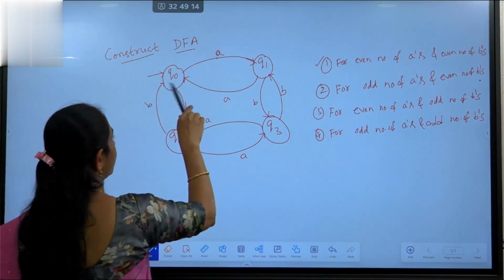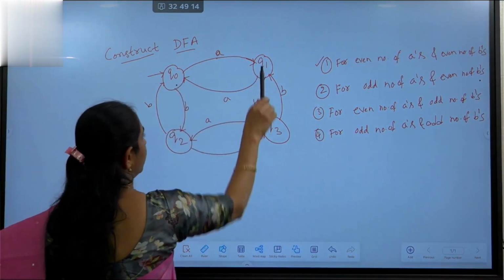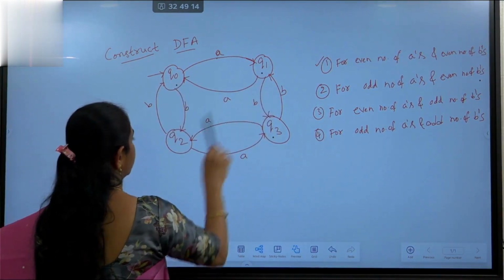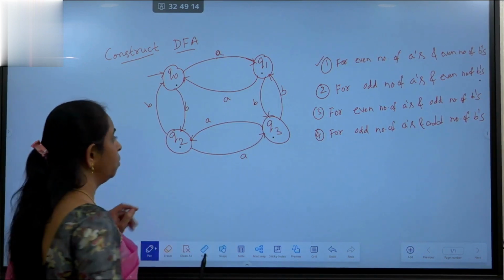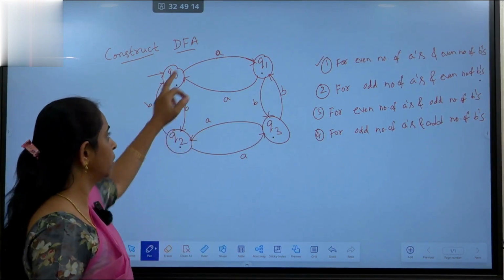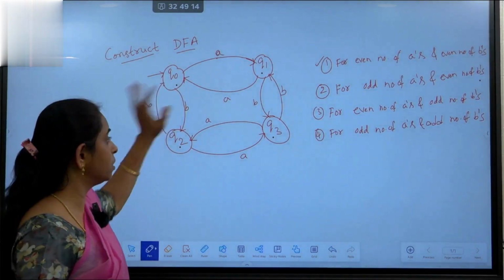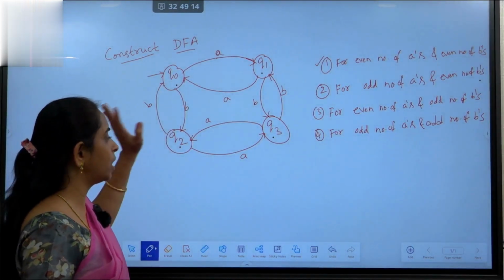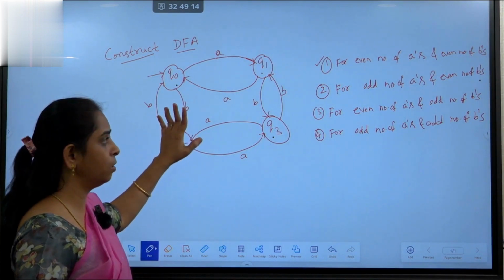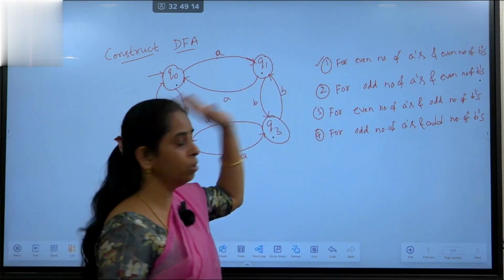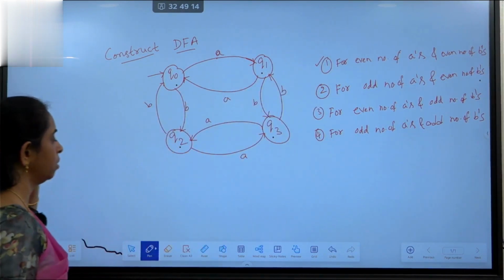So here we have taken Q0, Q1, Q2, Q3, all these are the 4 states. The input alphabets are A and B. The initial state is Q0. So here I have still not given the final state. Based on the question, we have to give the final state.